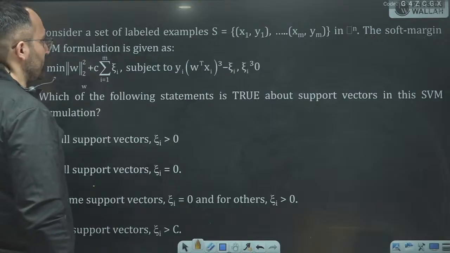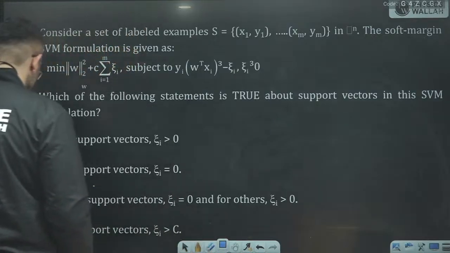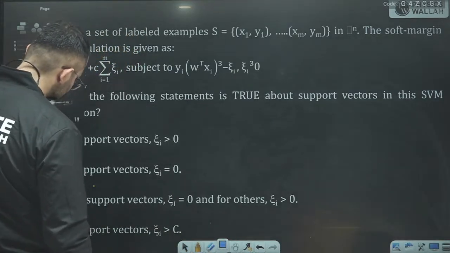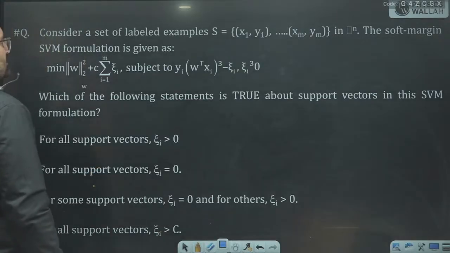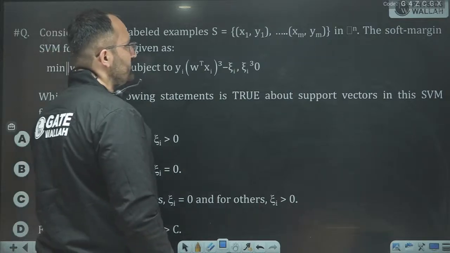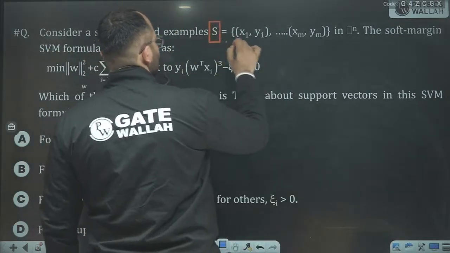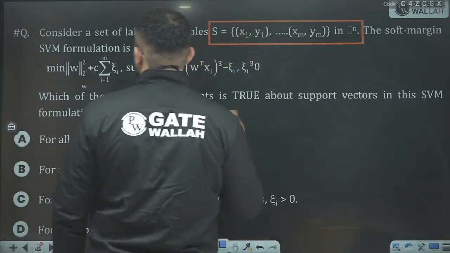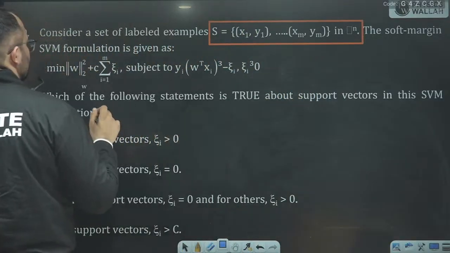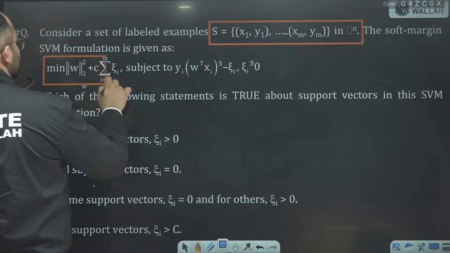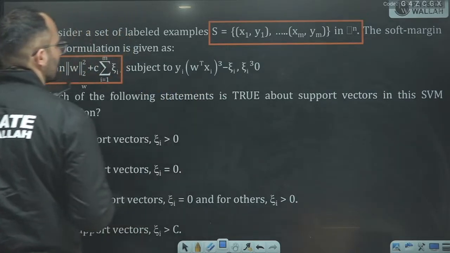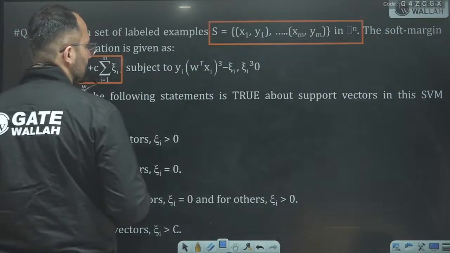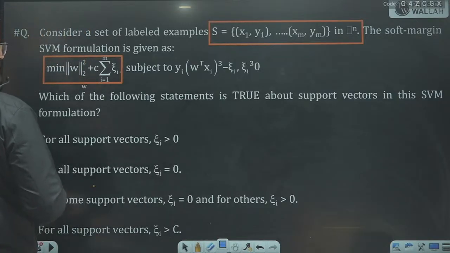Okay, now let's try to see the SVM. Now consider the set of labeled examples. This is the labeled example which is given to us. The soft margin SVM formulation is given, and we know what the formulation is, subject to the condition. Which of the following statements is true about the support vectors?